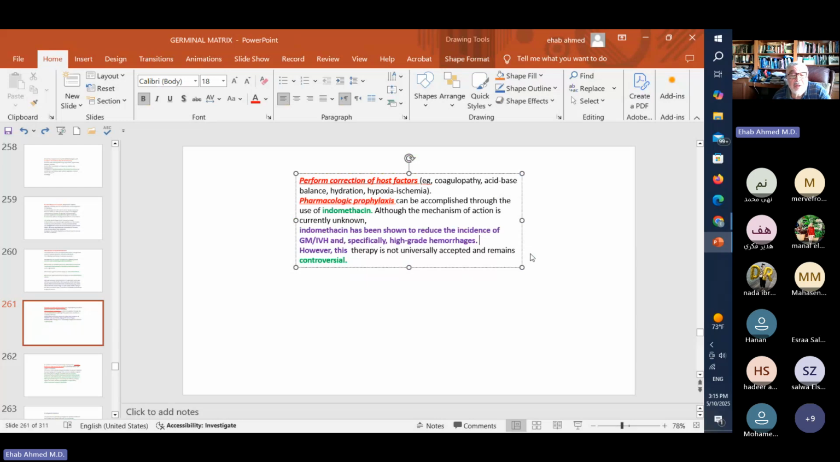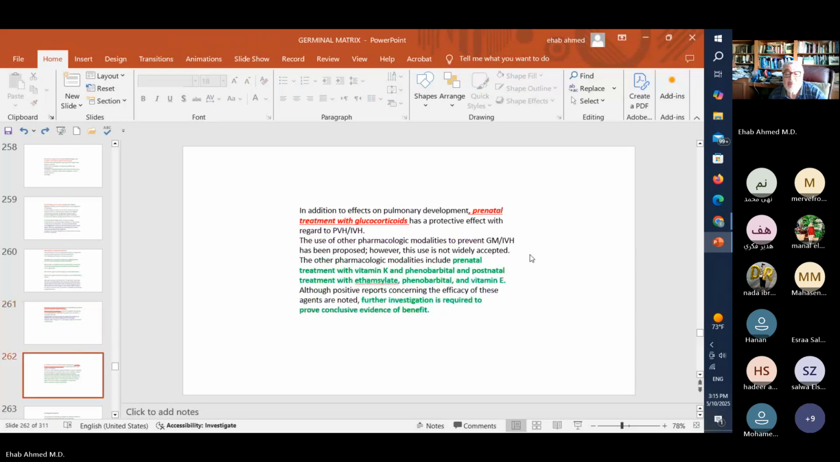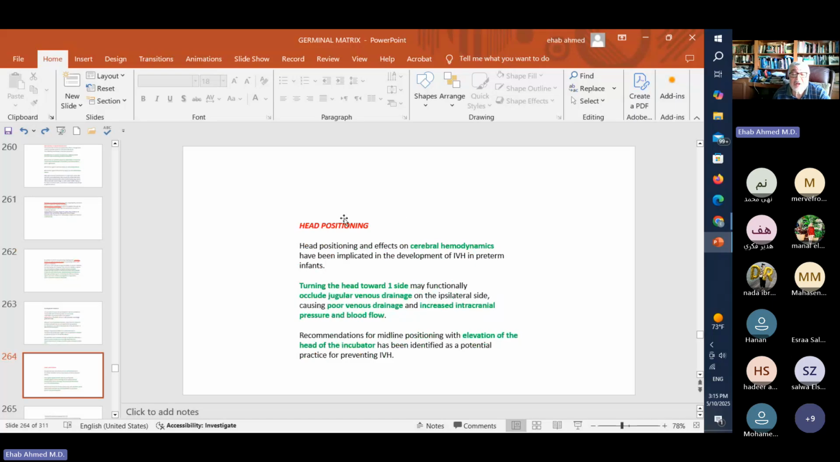Okay, never mind. Okay. Head positioning, extremely important. We talked about that. It should be in the midline, not to one side or the other, and the head of the incubator should be elevated.